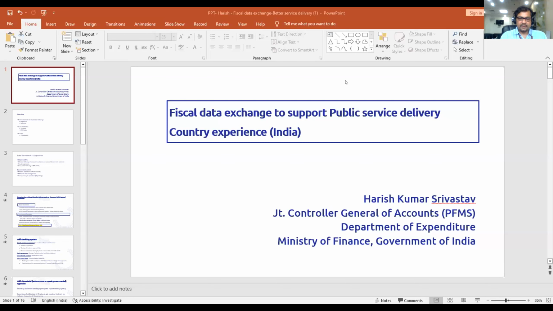So this is a very brief presentation. I'll be touching the objective and universe of the data exchange very briefly, and in the context of India, how do we perceive this importance of fiscal data exchange to support public service delivery.